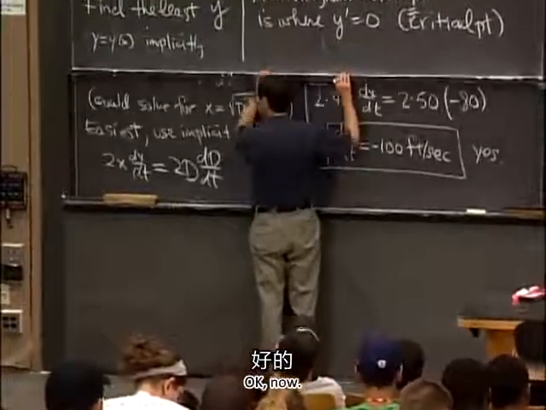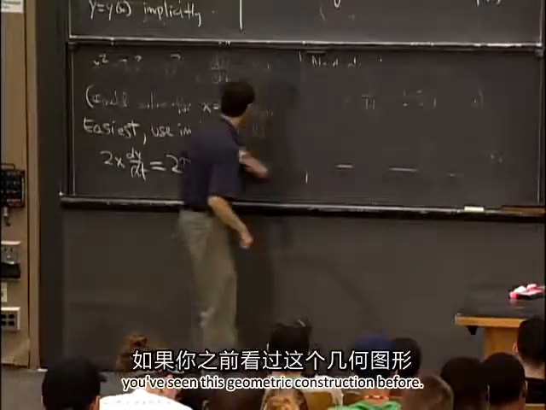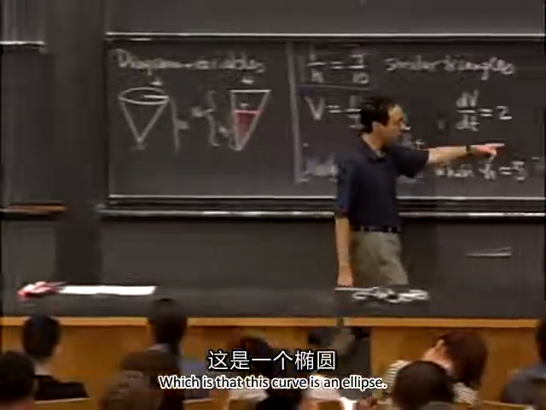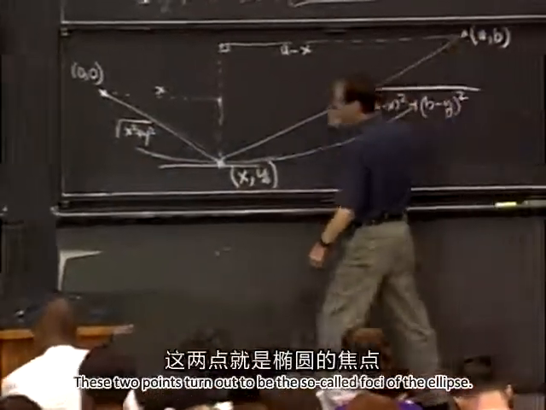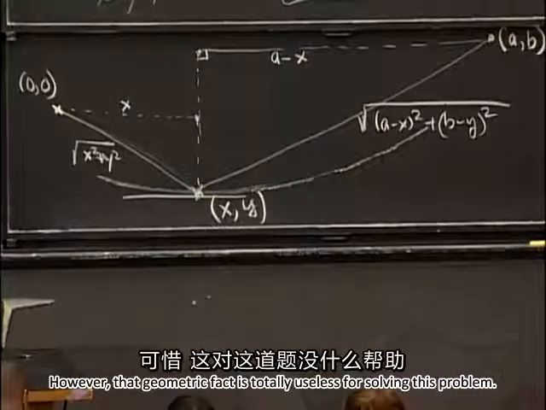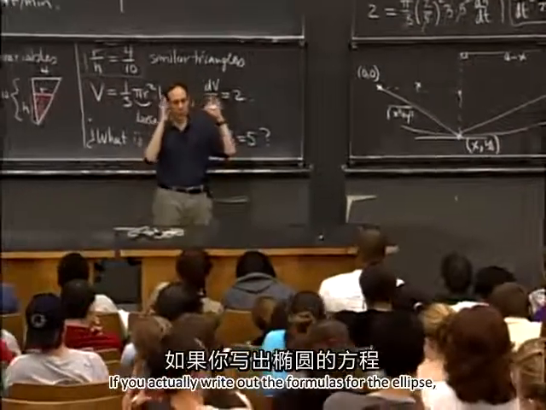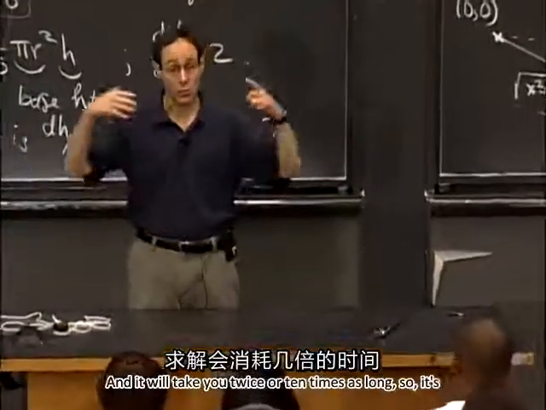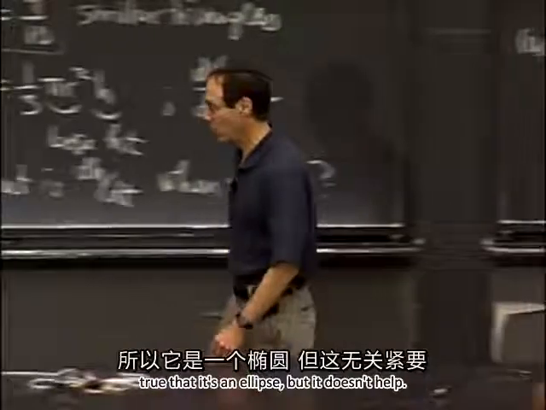Okay. Now, there's one other thing that you might know about this if you've seen this geometric construction before with a string and chalk, which is that this curve is an ellipse. It turns out this is a piece of an ellipse, a huge ellipse, and these two points turn out to be the so-called foci of the ellipse. However, that geometric fact is totally useless for solving this problem. Completely useless. If you actually write out the formulas for the ellipse, you'll discover that you have a much harder problem on your hands, and it will take you twice or 10 times as long. So it's true that it's an ellipse, but it doesn't help.